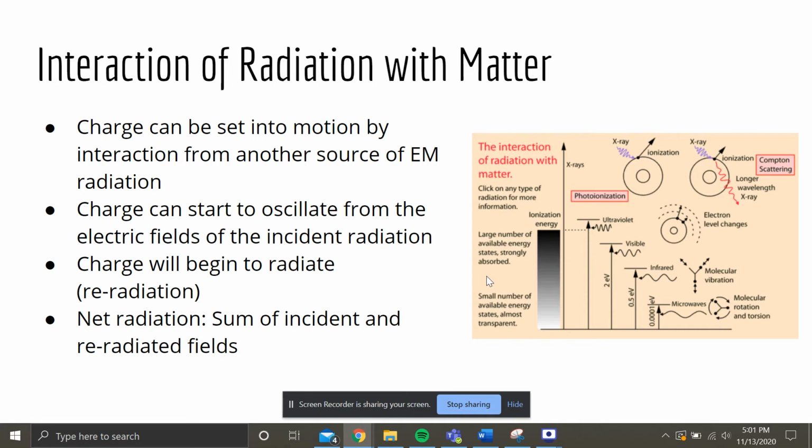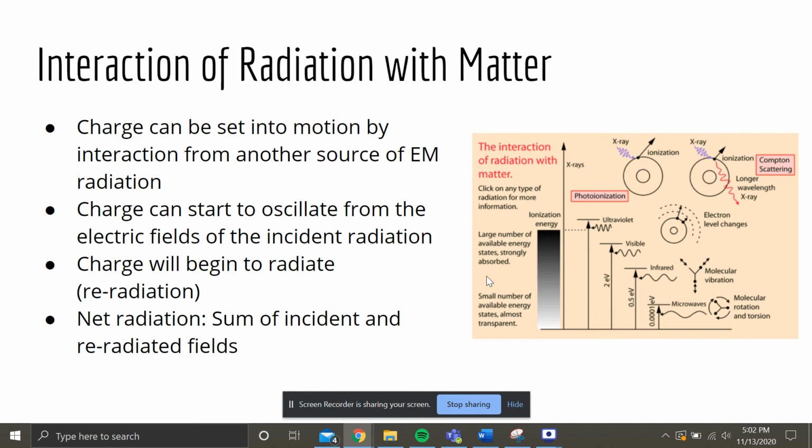Then we talked about what I thought to be the most challenging part of this week, which was that charge can be set into motion by interacting with another source of EM radiation, and this will cause the charge to oscillate from the electric fields of the incident radiation, and this causes the charge to radiate as well, which is called re-radiation.